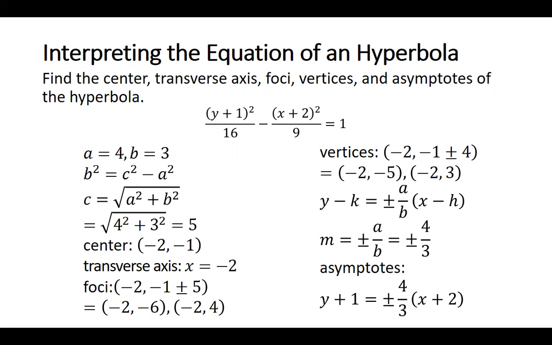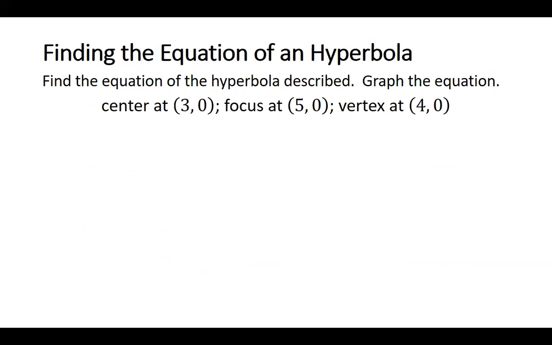So we're going to have these two asymptotes that are going to cross through the center, and they're going to help us get the curve of our hyperbola. Well, that's working from an equation. Let's go the other direction. Given certain pieces of information, let's find the equation of the hyperbola and graph it.